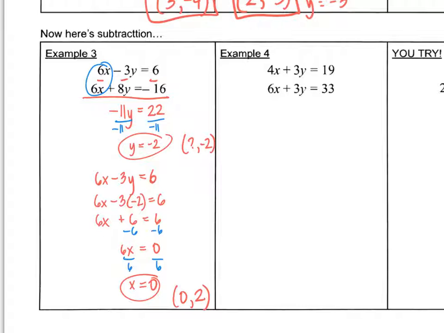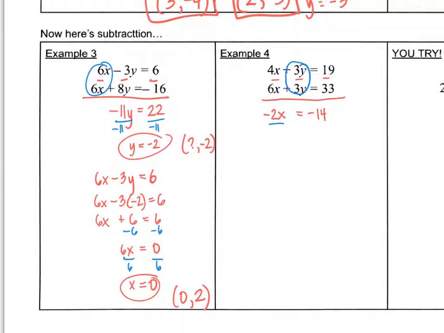Okay, example number 4. We've got 4x plus 3y equals 19, and 6x plus 3y equals 33. We're going to need to subtract here, if you can already see which one is going to become a 0. 4x minus 6x is going to give us a -2x. 3y minus 3y, those are both positive, but a positive 3y minus a positive 3y is 0. And that's going to equal 19 minus 33. That is -14. Again, use your calculator if you have to.